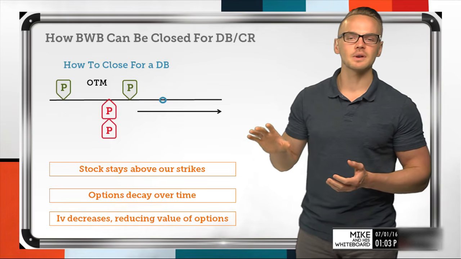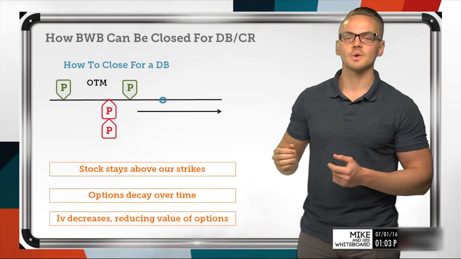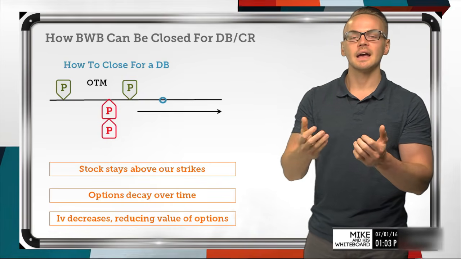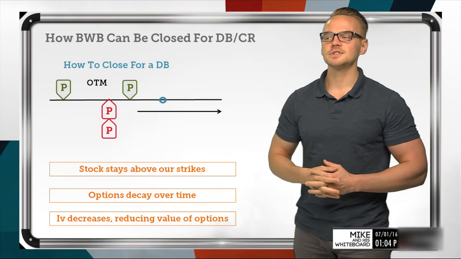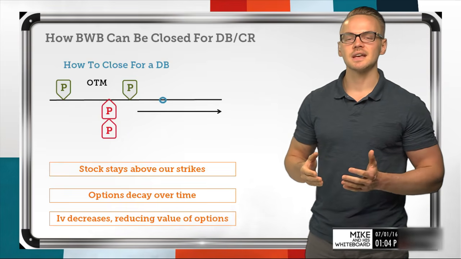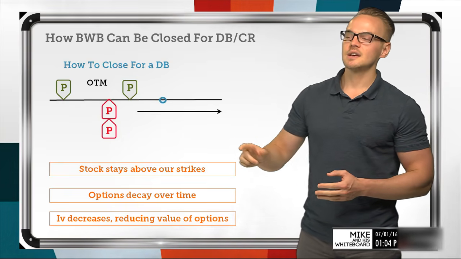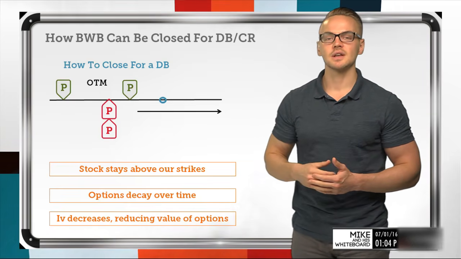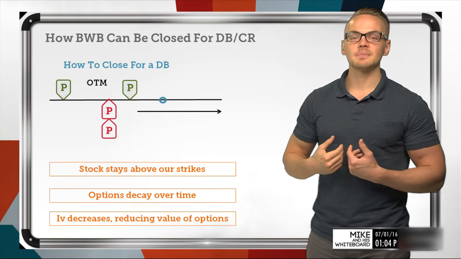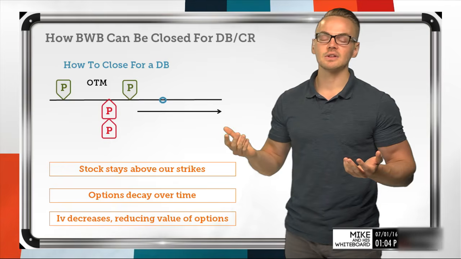So this is going to be pretty much your standard situation where we're selling this butterfly for a credit and we're going to buy it back for a debit. Well, ultimately, in order to do this, we're going to want the stock price to stay above our strikes. So if the stock price stays anywhere above these strikes here at expiration, we're going to be able to buy this back for a debit, or we can even let this expire.